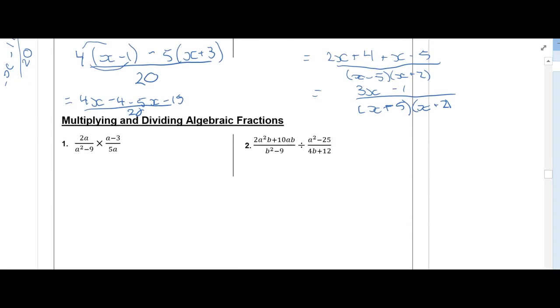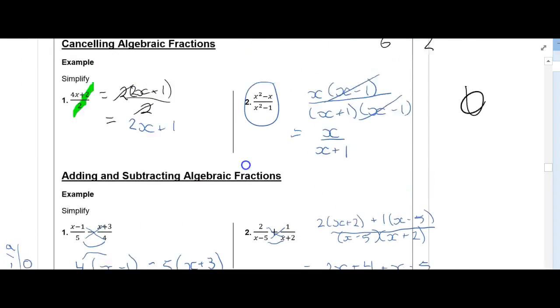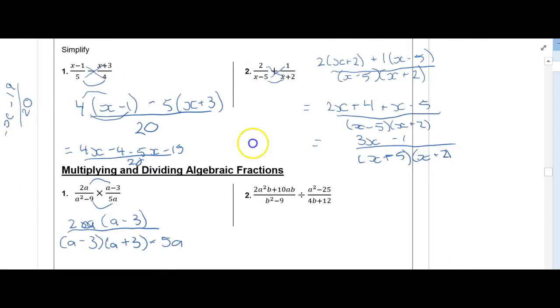Multiplying and dividing fractions, when I multiply, I times the top and times the bottom. So I've got 2a, and I write an x, 2a outside of a minus 3. And on the bottom, I've actually got a minus 3, a plus 3, because that's a squared minus 9, times 5a. And now we can cross off exactly like we did up here.